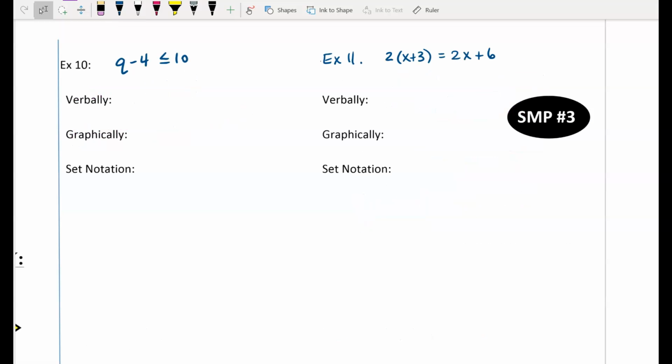Notice on example 10, instead of having an equal sign, we have an inequality. We have less than or equal. So if we simplify that, q minus 4 is less than or equal to 10, that means that q is less than or equal to 14, because 14 minus 4 would equal 10, and that would be our boundary. So verbally, if I was going to say that, I would say q is less than or equal to 14.